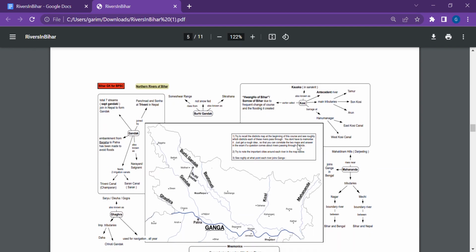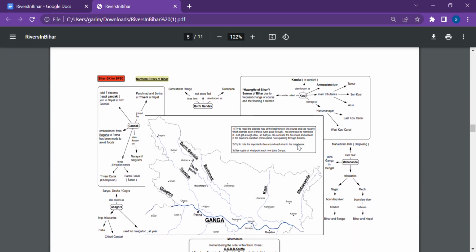Now this is a mind map for all the rivers present in the northern part of Bihar. So we'll start off with the Gandak River. It has seven streams, so it is called Sapt Gandaki in Nepal. All seven distributaries join to form Gandak, and they join in Nepal.